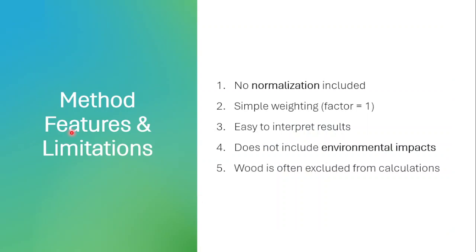But this method has some features and limitations. CED is a simple and practical method. It does not include normalization, and all categories are given equal importance. This makes it easy to use and understand. However, it only measures energy demand, as it does not consider environmental impacts such as emission or pollution. Also, wood is often excluded because it is commonly used as a material, not just as an energy source.